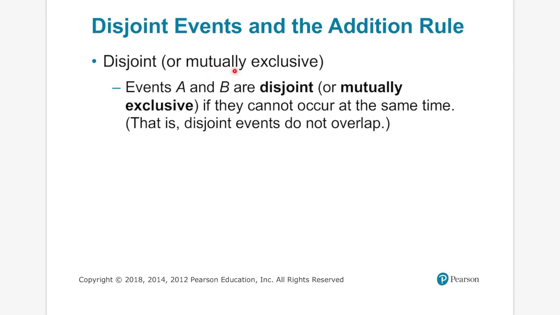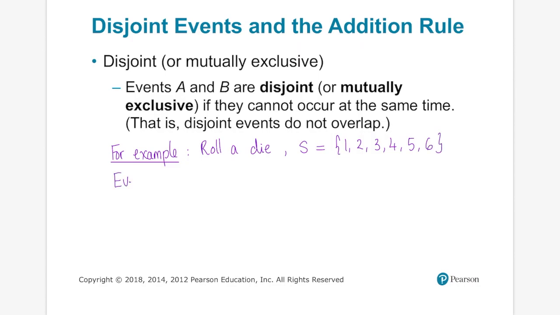Disjoint or mutually exclusive. Events A and B are disjoint if they cannot occur at the same time. For example, if I roll a die, my sample space is 1, 2, 3, 4, 5, and 6. I have event A represent the number 5. Event B represent even numbers.